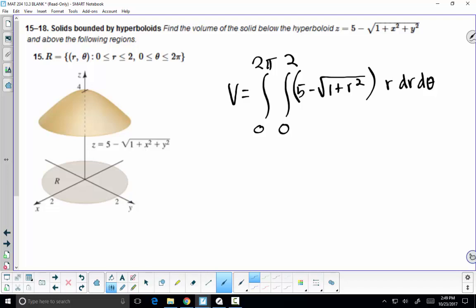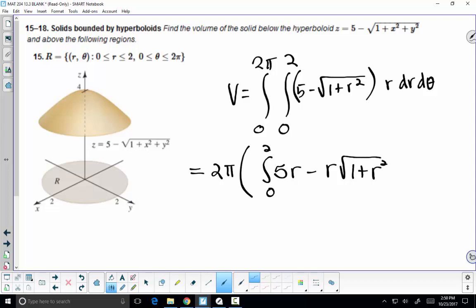So we'll distribute the r. Once again, there's no theta, nor will there be a theta after the inner integration. So you could just get rid of the 2 pi right away. And then we'll split this up. So we're going to have the integral from 0 to 2 of 5r minus r square root of 1 plus r squared dr. Got that.